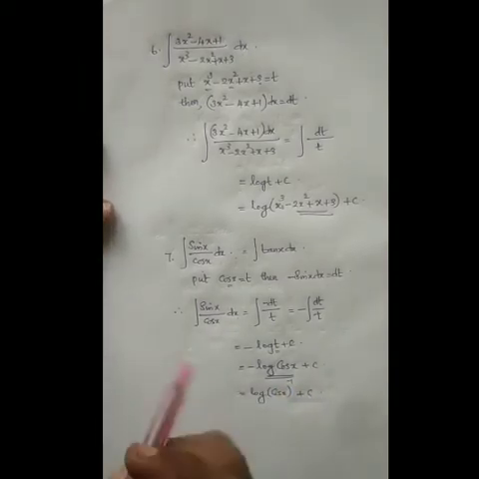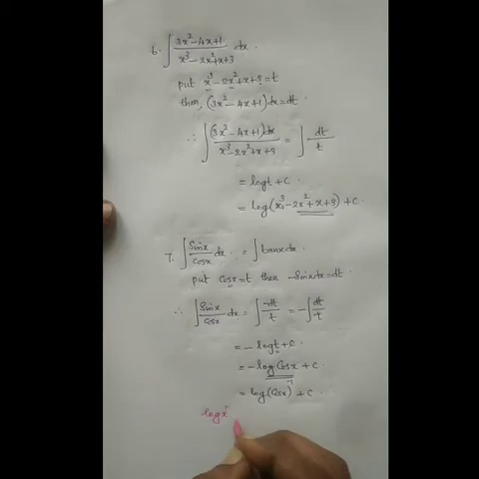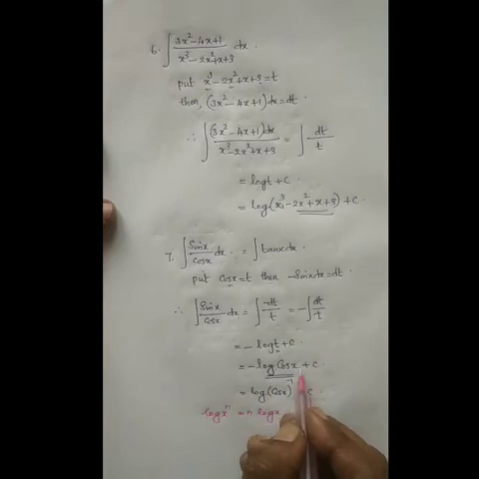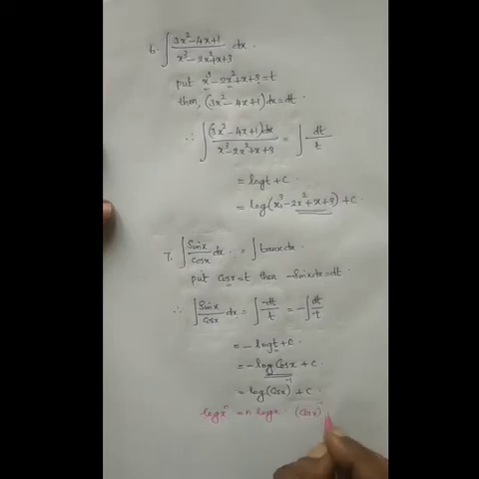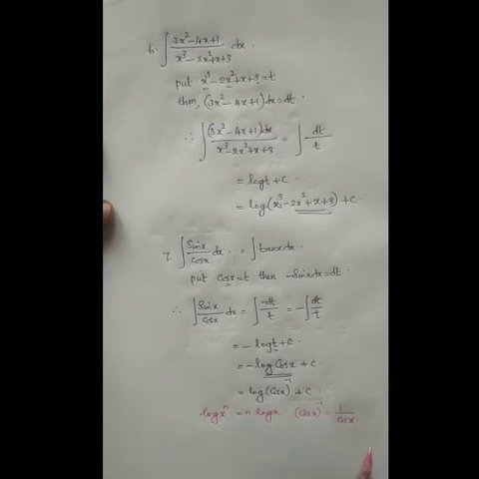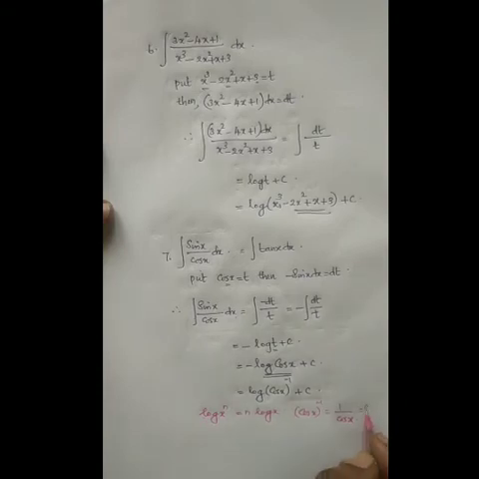We know that log of h raised to n equals n log h, using the identity, or n log h equals log of h raised to n. Here minus 1 into log of cos x can be written as log of (cos x) raised to minus 1, and cos x raised to minus 1 is 1 by cos x. And 1 by cos x is what? Sec x. 1 by cos x is sec x.